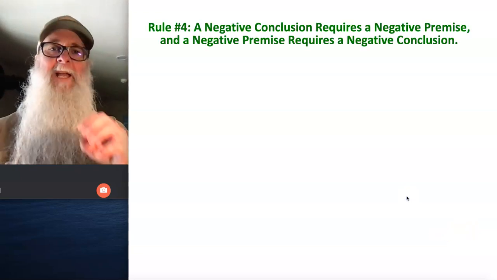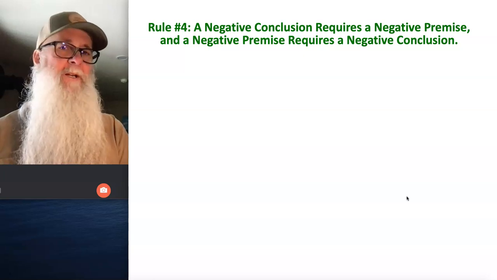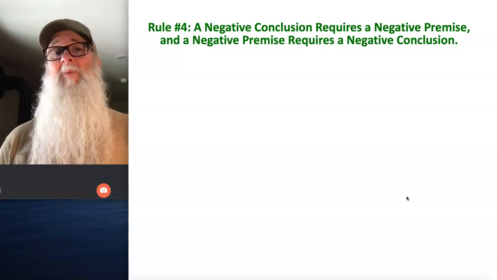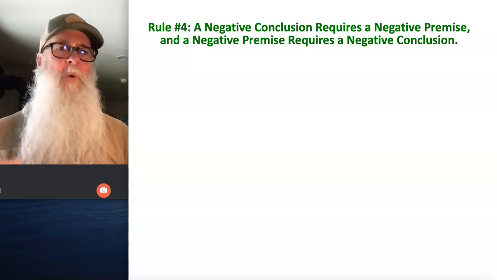Rule number 4 for categorical syllogisms says this. A negative conclusion requires a negative premise, and a negative premise requires a negative conclusion. What that means is this.